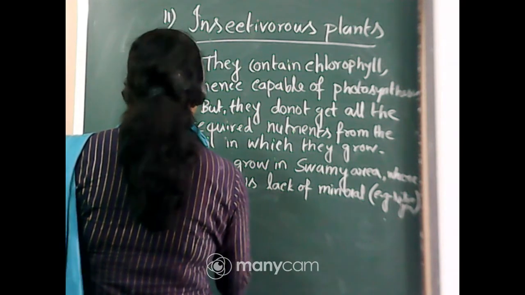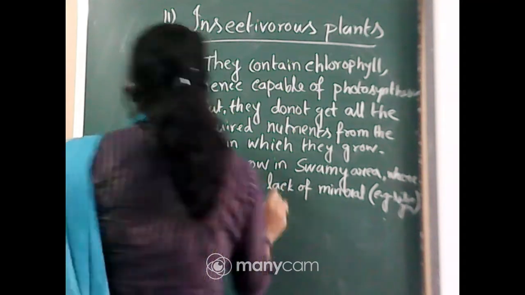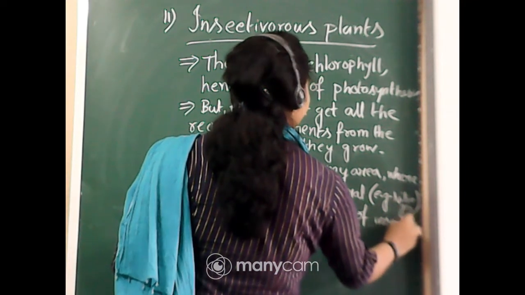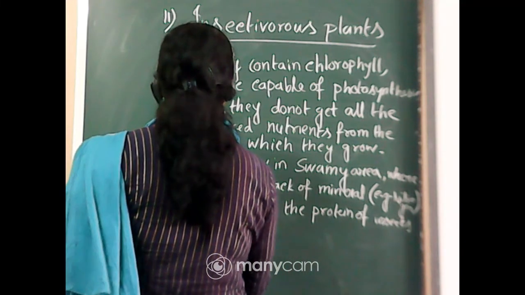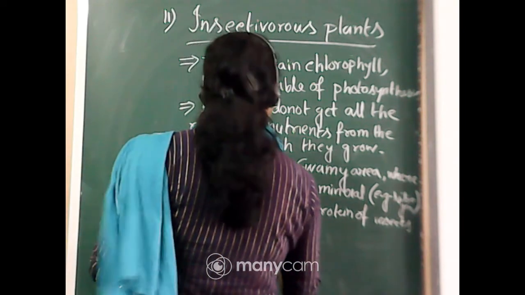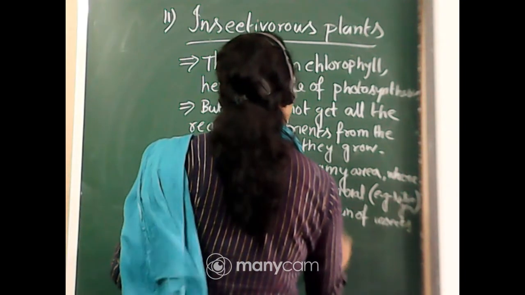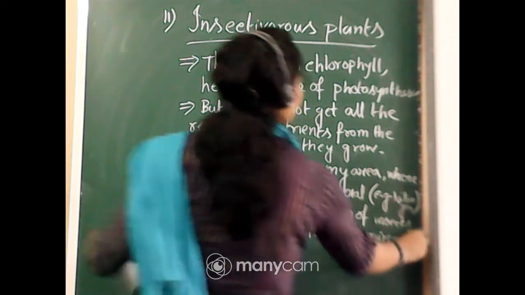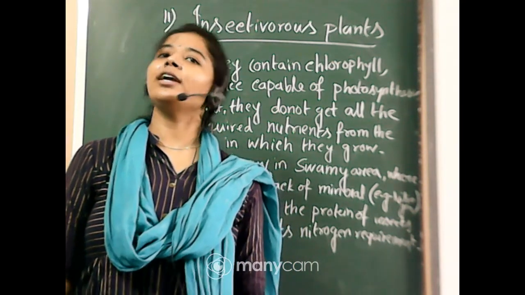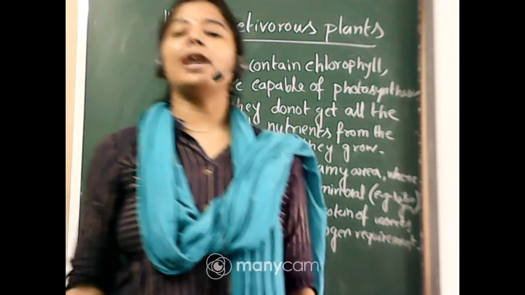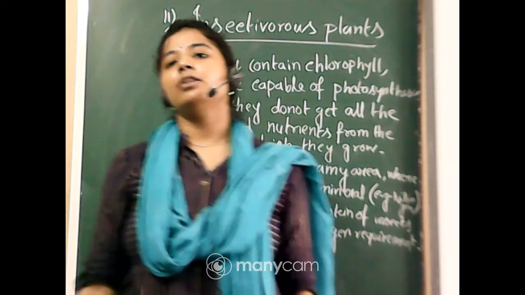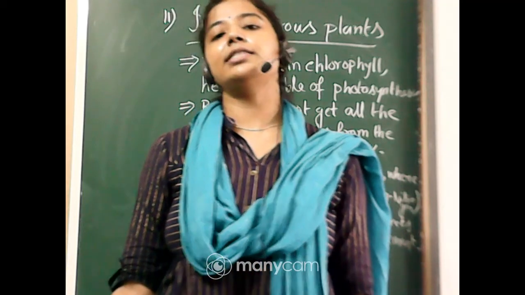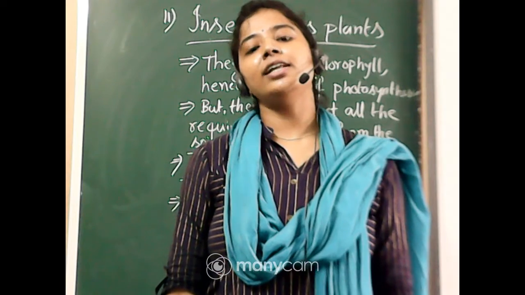So they utilize the protein of insects and fulfill their nitrogen requirement. As we have seen, from nitrogen they get protein. As they are growing in such soil, where there is lack of nitrogen, they get all their requirements of nitrogen from the insect. As you know, proteins also contain nitrogen, and from the insect they are getting protein, and protein fulfills the requirement of nitrogen.